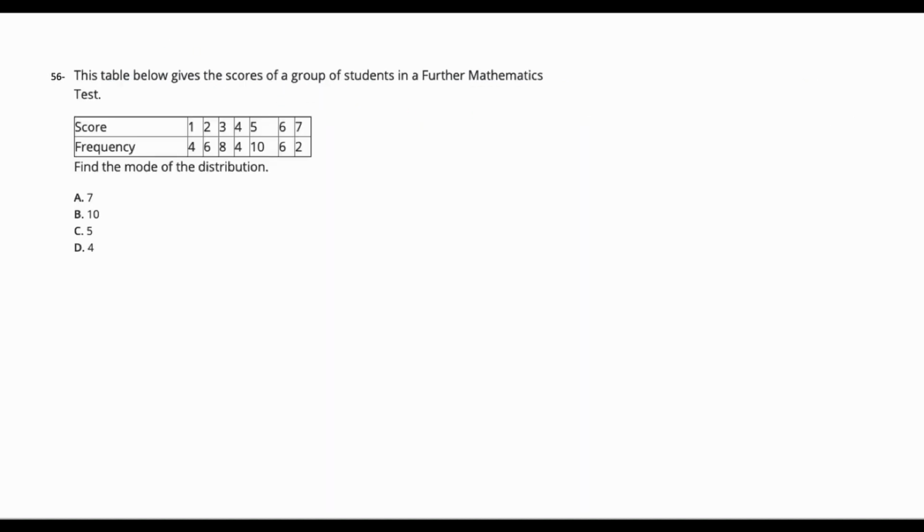Question 56 says, the table below gives the scores of a group of students in a further mathematics test. Find the mode of the distribution. Now the mode is simply the score with the highest frequency, and that's simply 5. The mode is not the frequency itself, but the score with the highest frequency, and 5 is the score with the highest frequency. So our answer here is C.